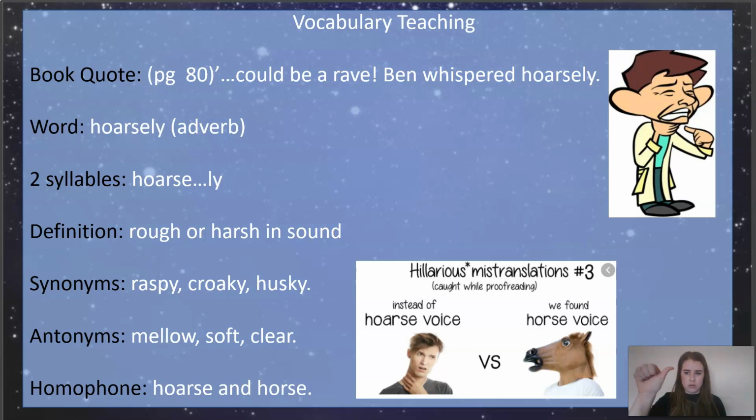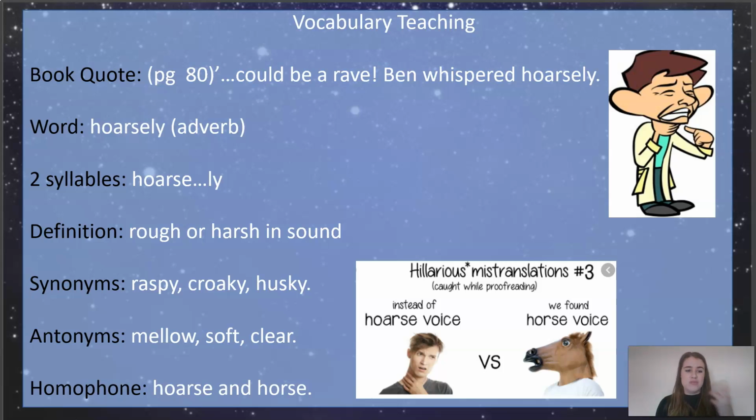So it's 2 syllables, hoarsely. So we've got the suffix ly that's been added onto the end there. And like I said, it's almost like a rough voice or like a harsh sound. It's a bit scratchy, it's a bit rough, or it's a bit husky. And it might usually be when someone has a bit of a cold or a cough, and it sounds like they almost need to cough. It's almost like they've got something stuck in their throat.